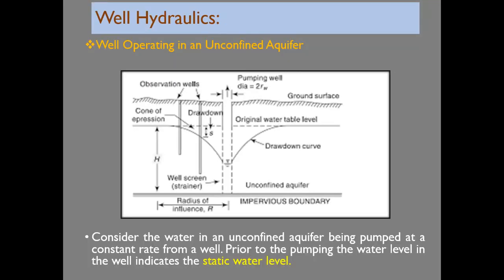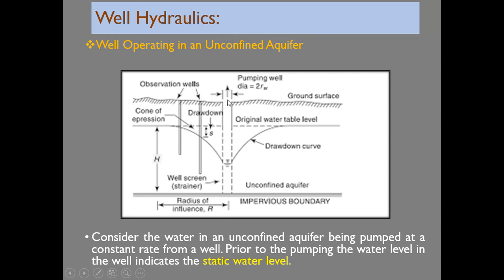Now coming to well hydraulics, this is a well penetrating into an unconfined aquifer. Already we have discussed the unconfined aquifer. An unconfined aquifer is one which is not confined; it is not lying between two impervious layers. At the bottom there is an impervious layer, but in between you will not find an impervious layer. In this case, the water pressure is atmospheric pressure and the water level is at the groundwater table. So this is called an unconfined aquifer.